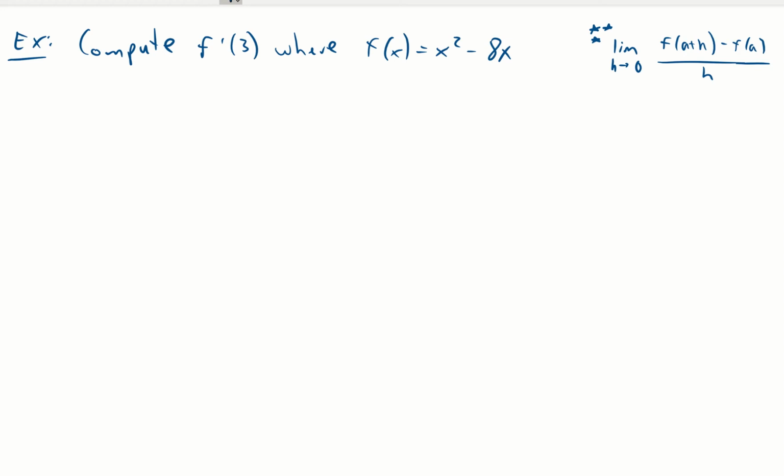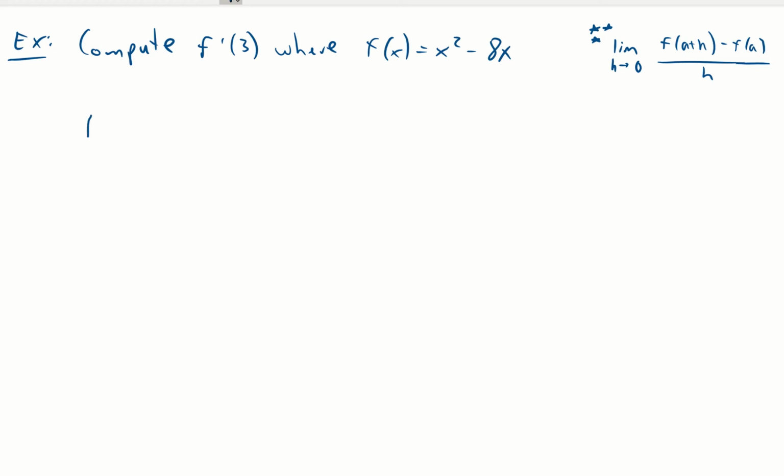We're going to see how this plays out algebraically, and we're going to see some things that are pretty consistent with how our limits work algebraically. So be noticing some of the algebra that happens. I'll try to point it out. These things will happen every time we're doing a derivative using the definition. So we want to find f prime at 3, where f of x is x squared minus 8x. That is the derivative at 3.